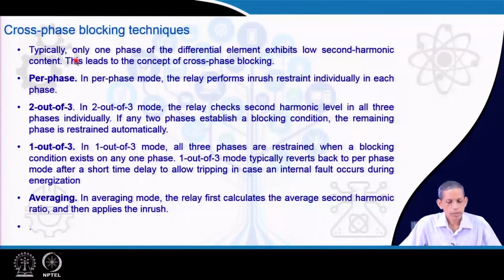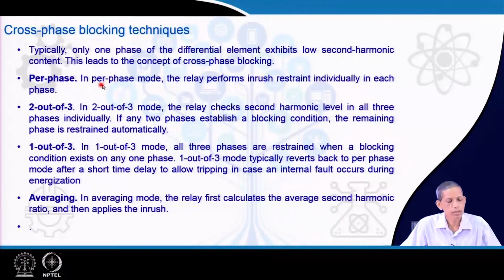So, we see that typically one of the phases in the differential element may have a low amount of second harmonic or fourth harmonic component, and that may lead to unnecessary tripping. So what is being done? There are different options on these blocking options during an inrush situation.